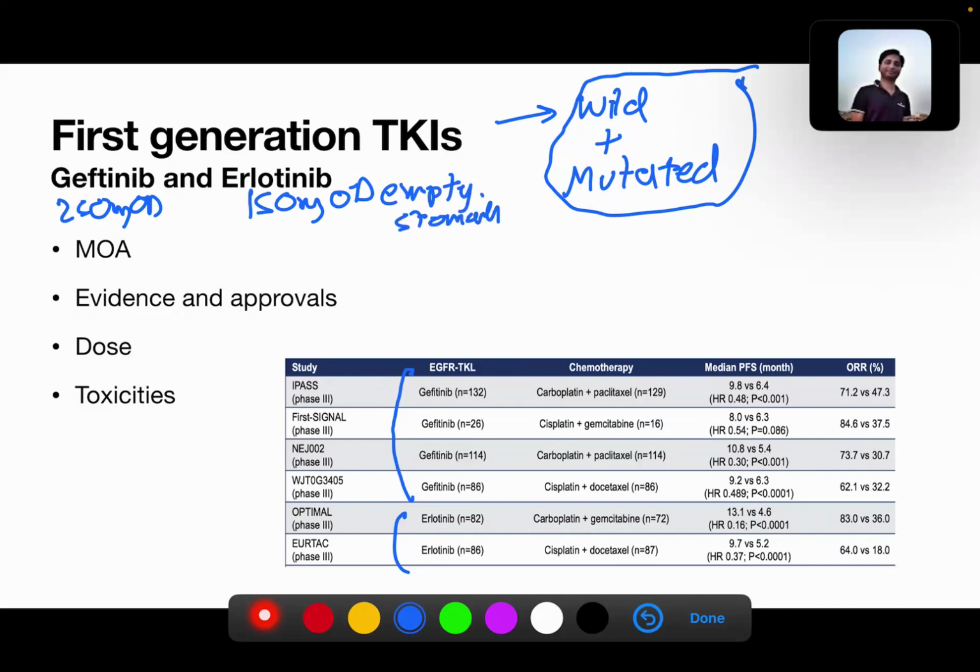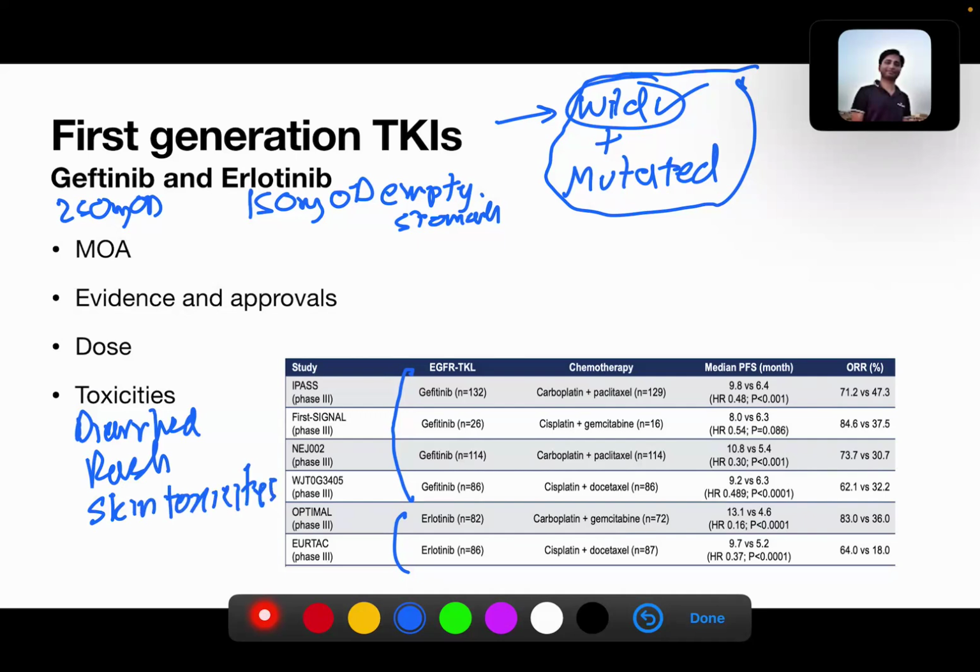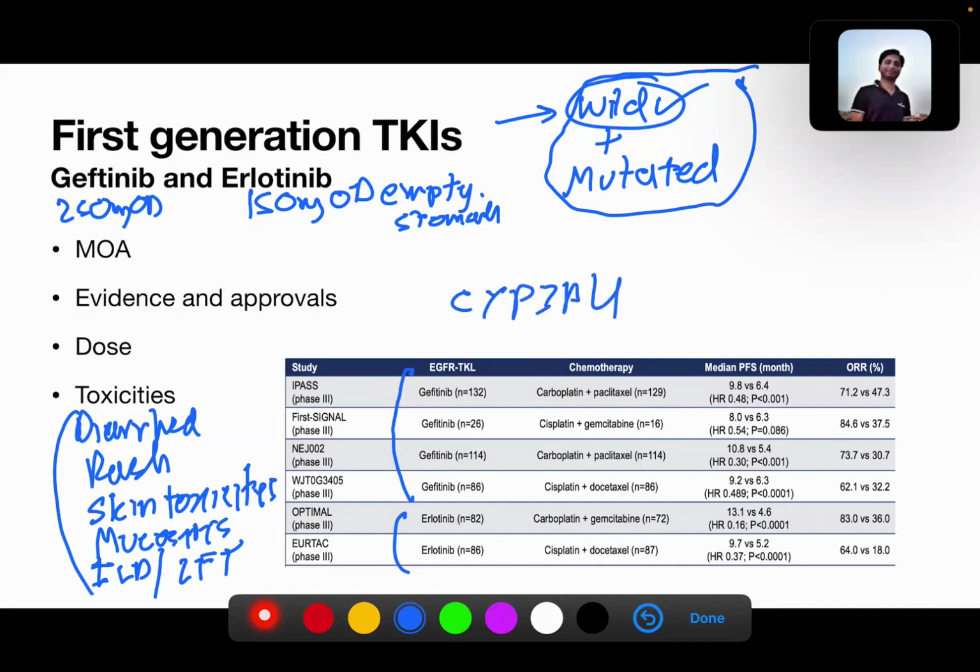Okay. Now, one point you have to note here is that because it inhibits the wild EGFR receptor as well, it can lead to certain characteristic toxicities. So those include diarrhea, rash, right? Skin toxicities. So you have pruritus, you have erythema, you have acneiform rash, you have diarrhea, you have mucositis, and you also have ILD and LFT derangement. Okay, so these are the characteristic toxicities seen. And you also have CYP3A4 inducer and inhibitor interactions.